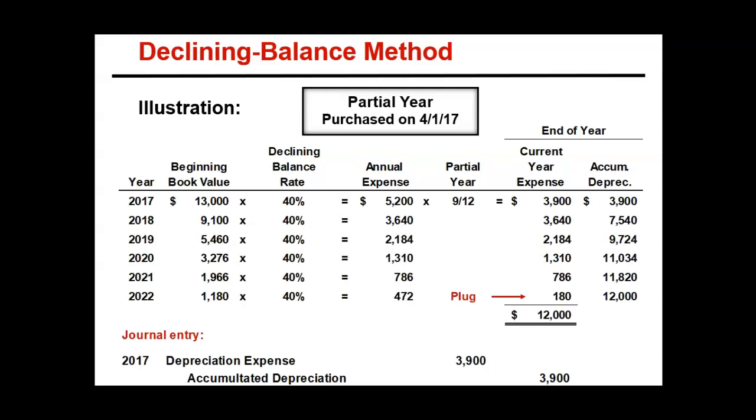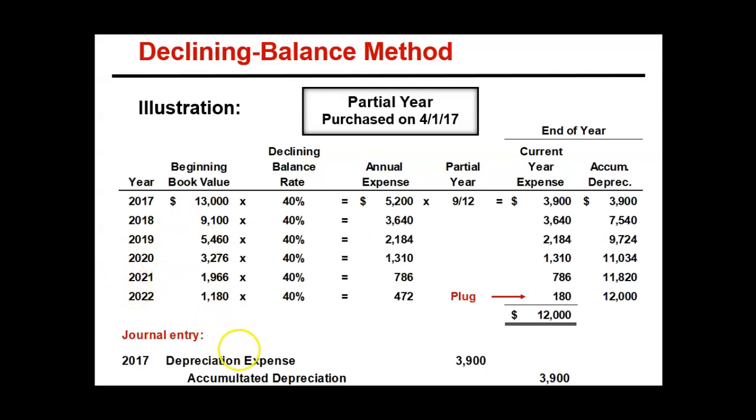However, we only had the asset for 9/12 of a year. April through December represents 9 months. So the amount expensed in 2017 would have been $3,900. Now that would change all of our figures because now for 2018, you will have a new beginning book value.